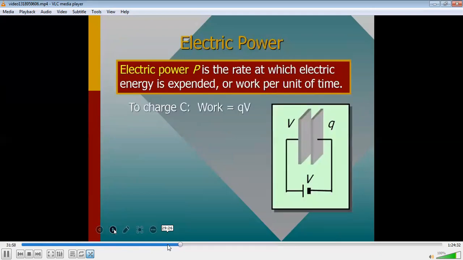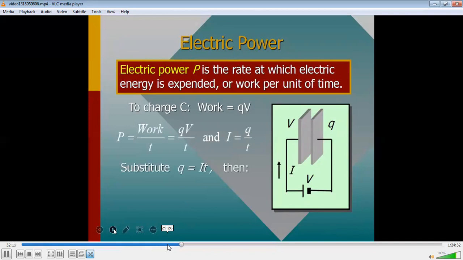If the charge is Q, the work done will be QV, then power can be measured by work done per unit time. So QV divided by T. Since I equals Q by T, substituting Q equals IT, we get P equals VIT divided by T. T and T cancel, then we get P equals VI. So electric power equals potential difference multiplied by electric current.